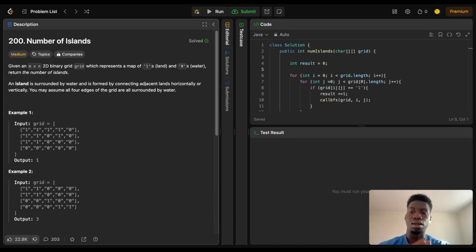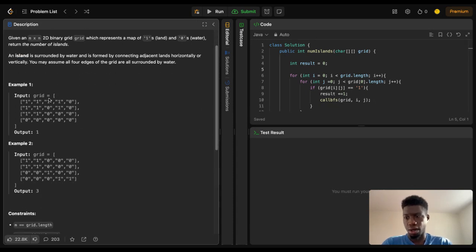An island is surrounded by water and is formed by connecting adjacent lands horizontally or vertically. Remember this: not diagonally, only horizontally or vertically. That's all we have to worry about. You may assume all four edges of the grid are surrounded by water. So one, two, three, four edges, that's all we have to worry about, literally.